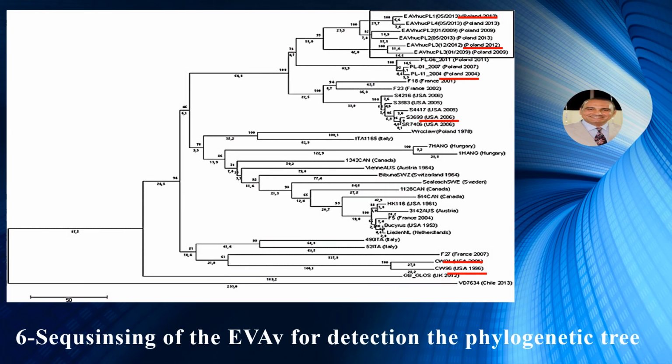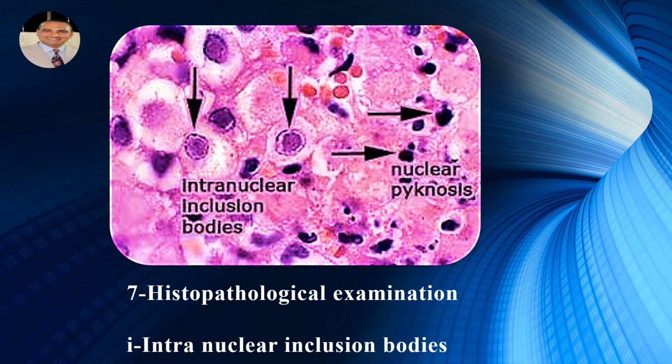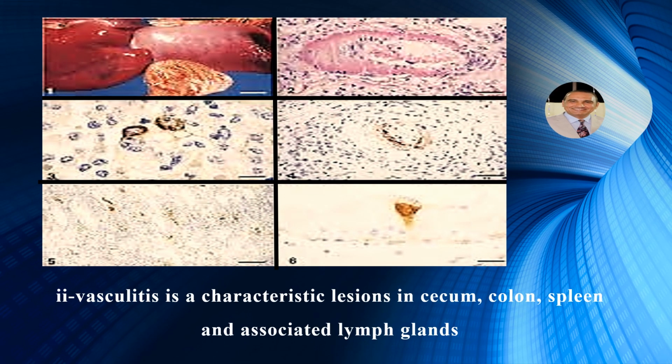Sequencing of the equine viral arteritis virus for detection of the phylogenetic tree, where red lines here denote the equine viral arteritis virus and the year of its isolation. Histopathological examination, where intranuclear inclusion bodies and nuclear pyknosis are apparent. Vasculitis is a characteristic lesion in cecum, colon, spleen, and associated lymph glands.